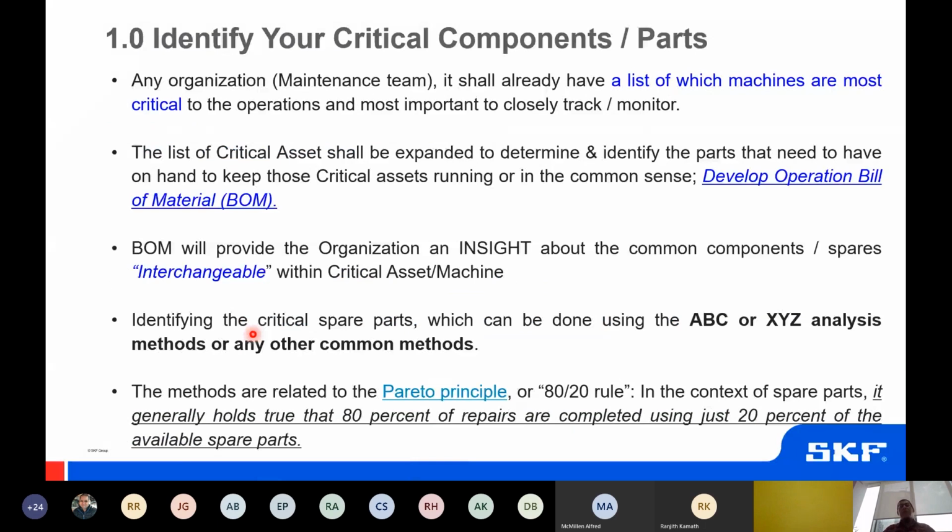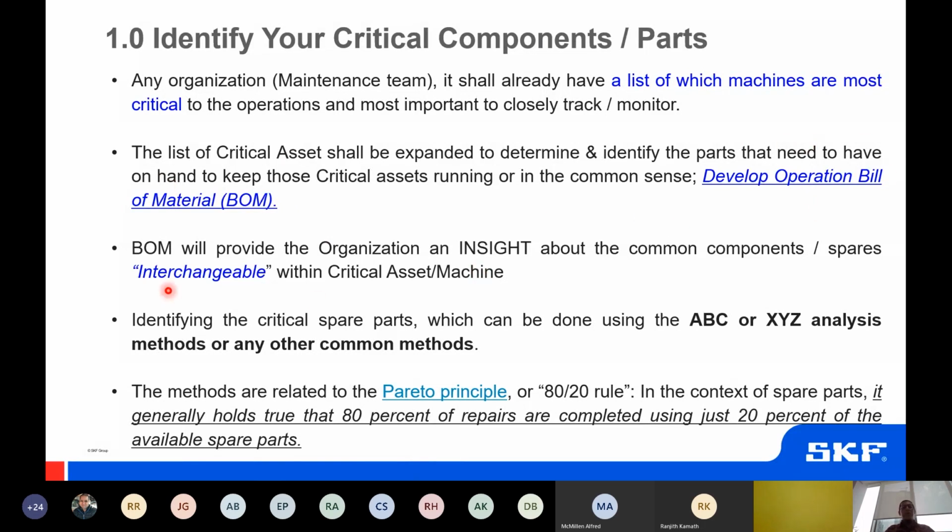So first, as we mentioned earlier, try to identify your critical components, but before that you need to understand what you have. From the maintenance point of view, they probably already have their maintainable equipment that is very critical for them. The second question is whether they have a complete bill of material for their maintenance operation. If not, then try to build one.